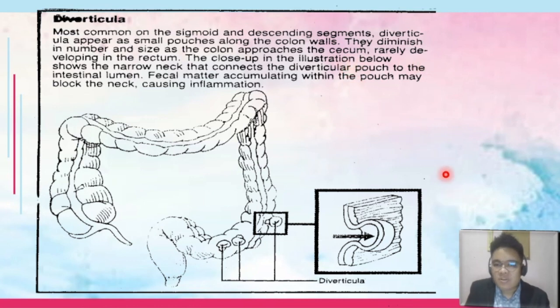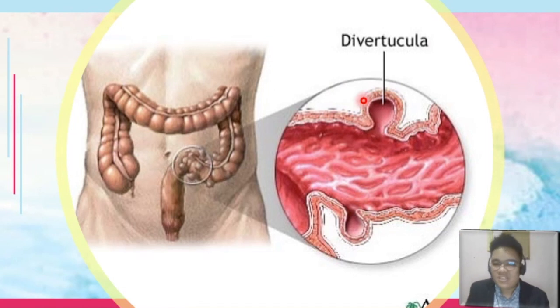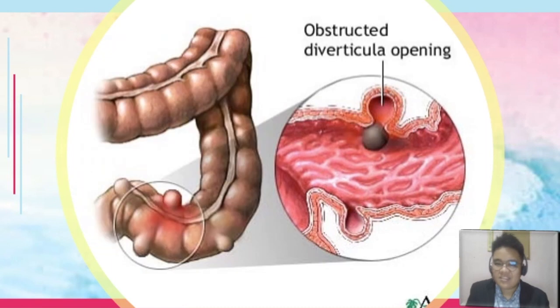Now, the close-up illustration here shows the narrow neck that connects the diverticular pouch to the intestinal lumen. So meaning this neck is connected to the intestines. Meaning the tendency is that your patient might have some food products here, might have some infectious products here that may go inside the diverticula. Okay, that's why your patient will be at risk for having diverticulitis. So this is another illustration of your diverticula. Okay, so this is an obstructed diverticula opening.